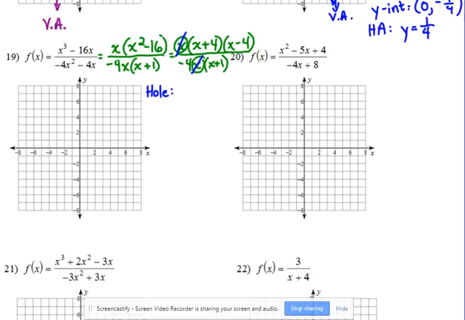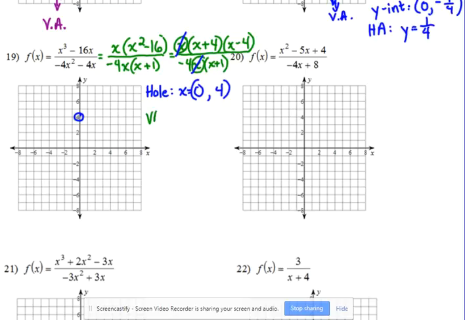So we have a hole at x equals 0. We need to find its y value. So when we plug in 0 into the simplified version, we get 4 times negative 4 in the numerator, so that's negative 16, divided by negative 4 in the denominator, so negative 16 divided by negative 4 is 4. So our hole is at (0, 4). We'll confirm that in the calculator here in a minute.